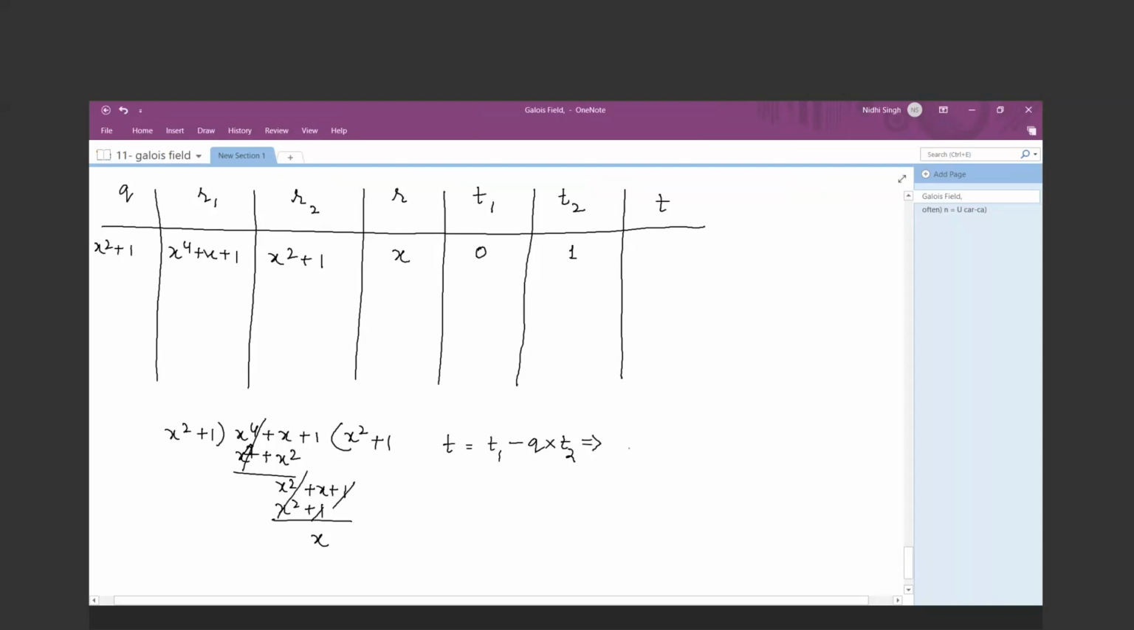What is the value of t1? That is 0. Value of q is x square plus 1 and t2 is 1. So it will be termed as minus x square plus 1. So as I told you, in the polynomial, minus and the plus operator will be treated as same because in actual we have to perform the XOR operation.